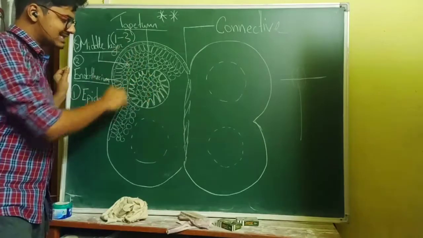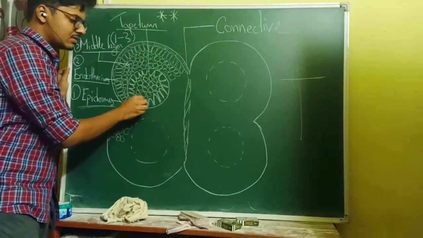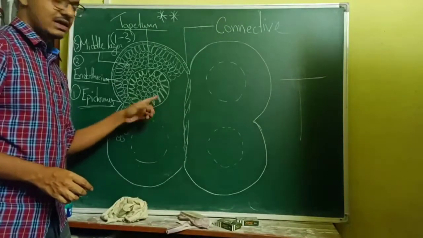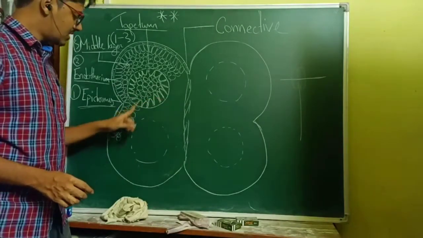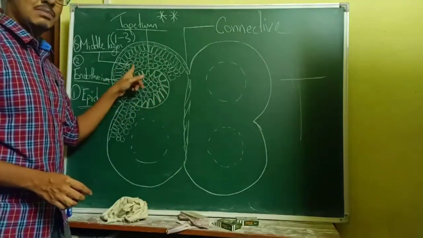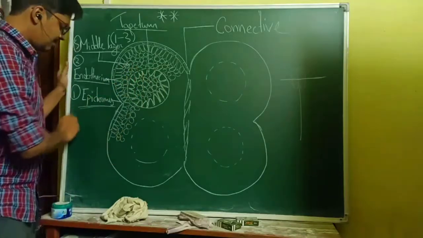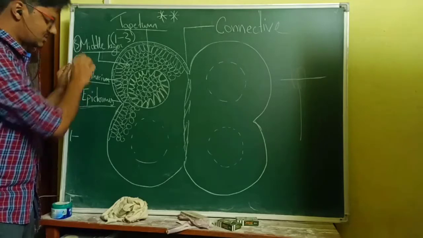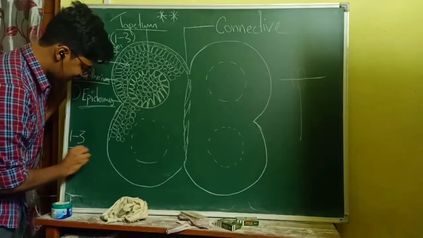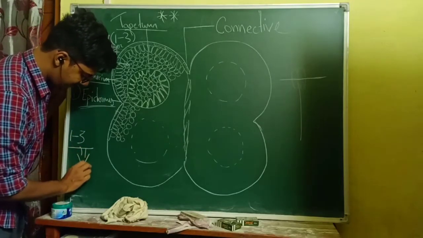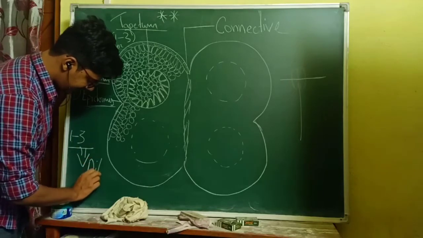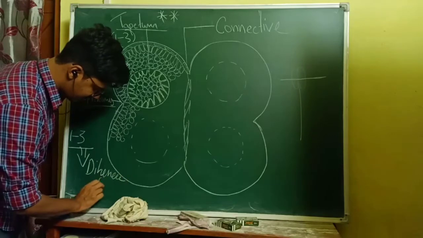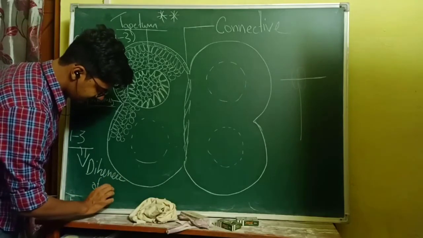Mostly the questions that are asked are from the function of this layer, tapetum, because the functions of the other layers are very minimal. Layer 1, epidermis, 2, endothelium, 3, middle layer, they help in dehiscence of anther. What does dehiscence of anther mean?